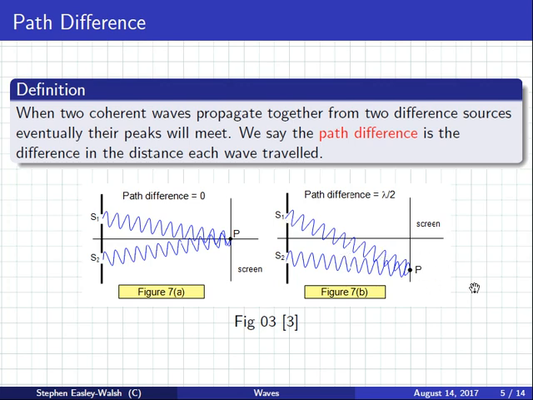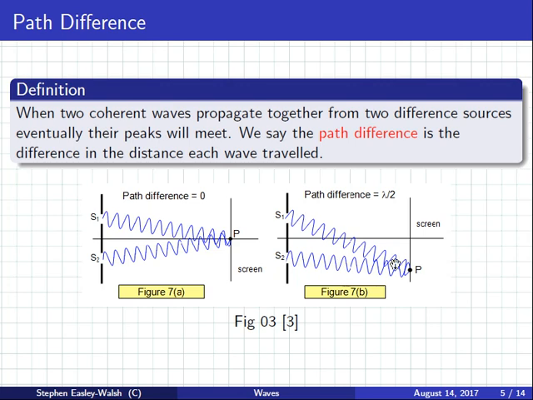Now, do they meet? Yeah, crest. It's so hard to see. Trough. It doesn't matter. Anyways, they meet. That's all I care about. But which wave has travelled further in getting to P? S1, yeah. So the path difference is how much further the wave had to travel before they meet. So in this picture, the reason it's 0 is because they both travel the same distance. And in this one here, the S1 travels more.